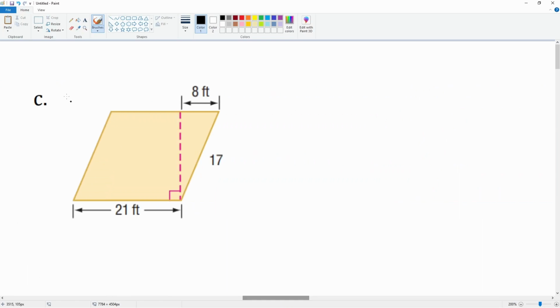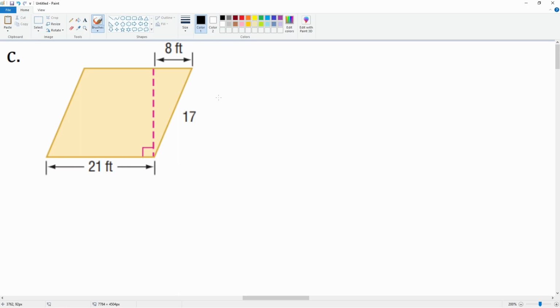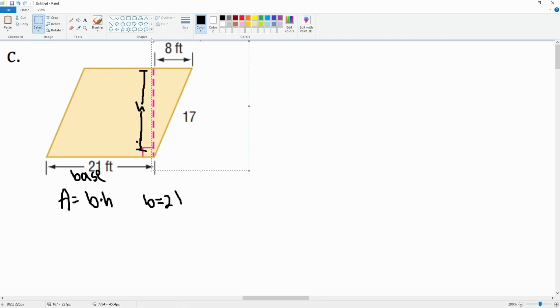And C. Here we have C. Let's write down our formula. Our formula for area is equal to base times height. I have the base here, which is 21 feet. Do I have the height here? I do not have the height here, but I see a right triangle that I can grab. This right triangle, here's the height.